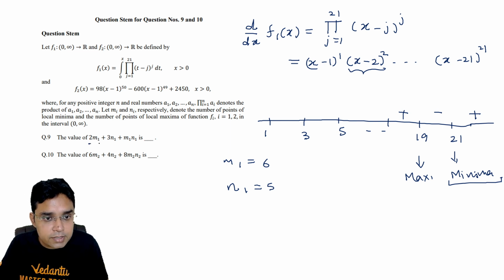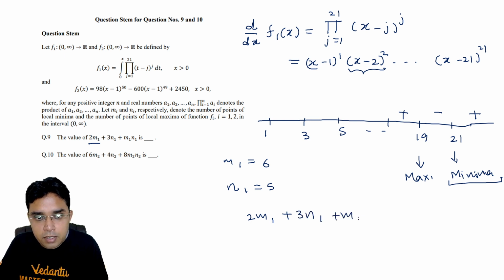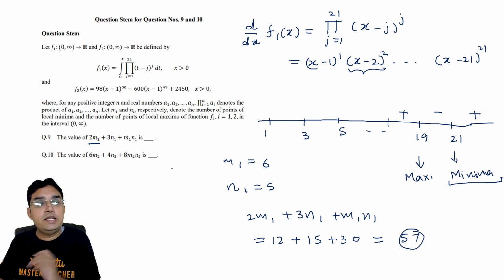Okay, now they are asking 2m1 plus 3n1 plus m1 n1. 2m1 means 12, then it will be 15 plus 30. So if we total it, we get this to be equal to 57. So the answer for this question will be 57.